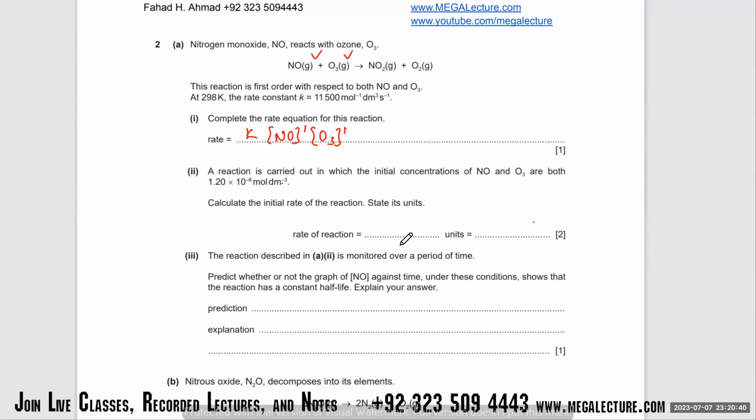A2, this one, is monitored over a period of time. Predict whether or not the graph of NO against time under these conditions shows that the reaction has a constant half-life. Explain your answer. So they are monitoring the reaction. Basically they're trying to plot the concentration-time graph for this. So will it have a constant half-life or not? They're plotting NO against time.